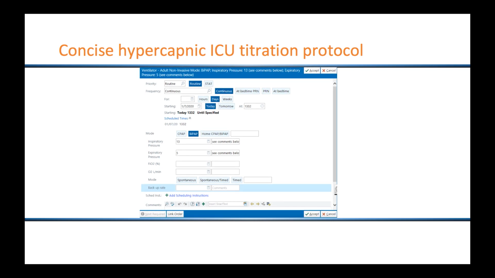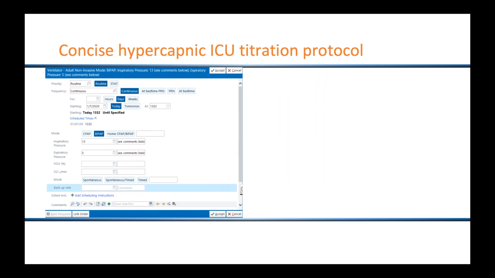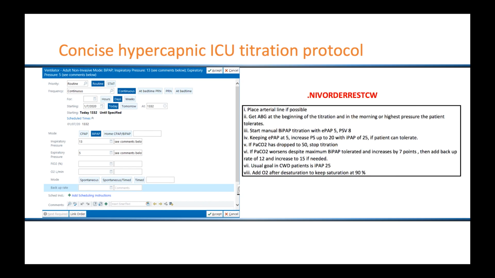This is the ventilator adult non-invasive order that you'll see, similar to the restrictive lung disease due to neuromuscular disease. You'll begin with 13/5 and place comments in the comment section, and notice beside the 13 and 5 it says see comments below. In that comment section you'll place .NIV order REST CW, and once again this is the protocol that helps guide respiratory therapists.